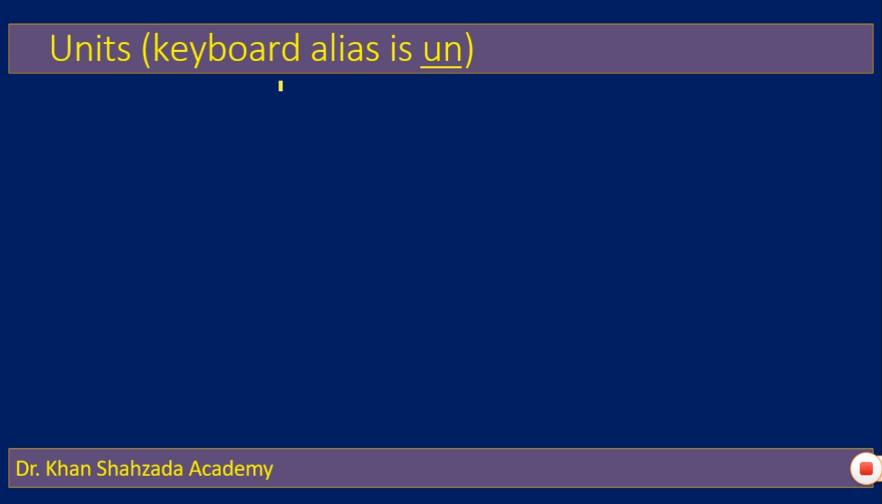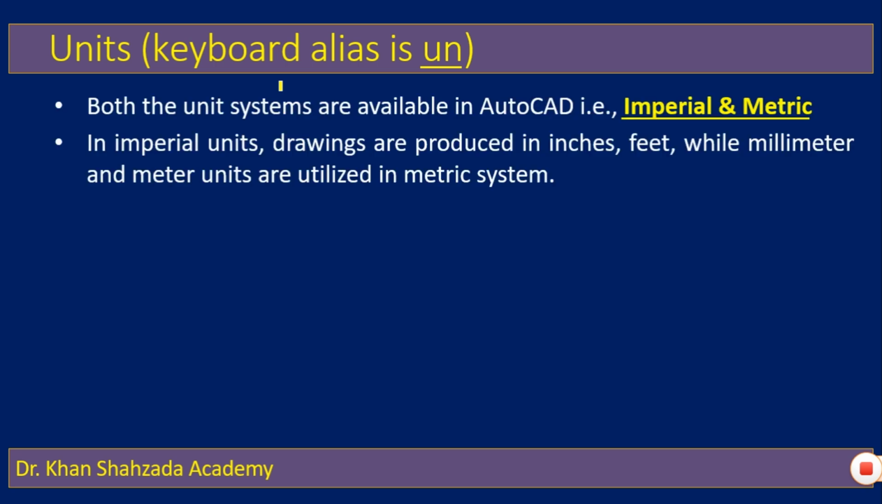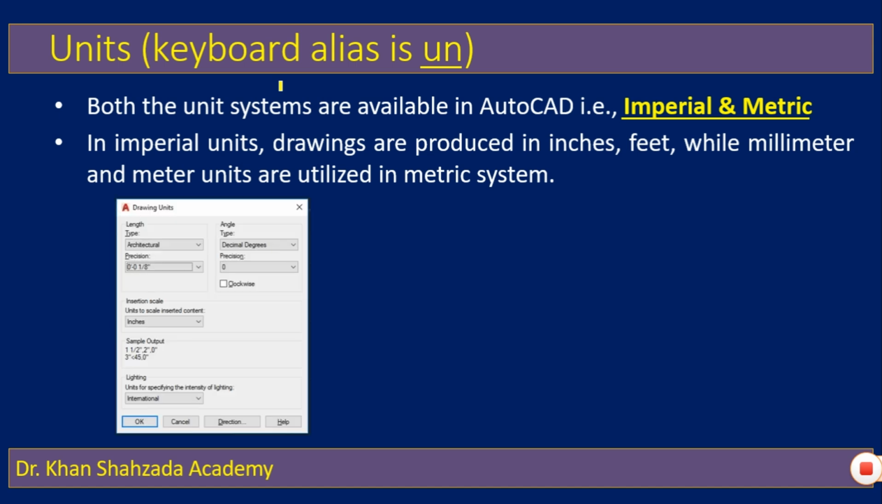This is about the unit system which is available in Autodesk Civil 3D. Both imperial and metric systems of units are available in Autodesk Civil 3D. Imperial units drawings are produced in inches and feet, while millimeter and meter units are utilized in the metric system. Once you click on unit setting, this dialog box will appear, from where you can change the type of units. Currently the architectural unit is chosen.